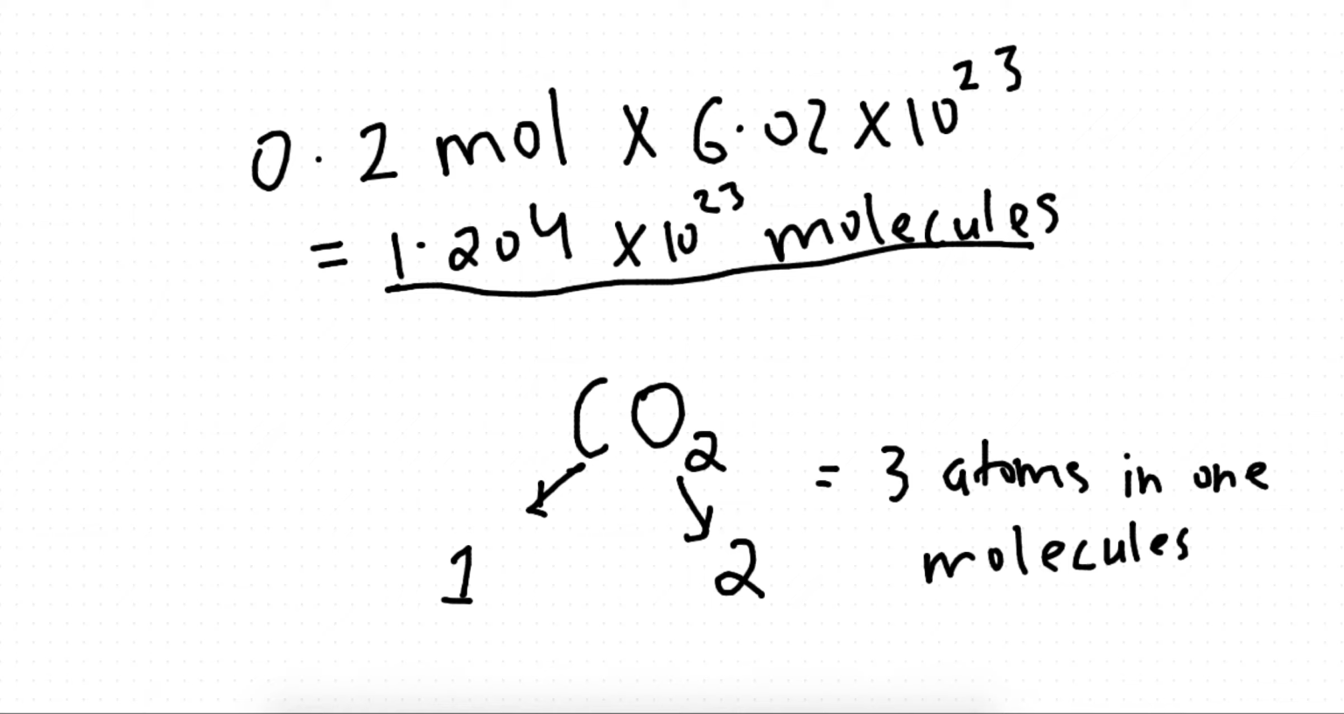That is the big difference between finding the number of molecules and finding the number of atoms. It works the same way for the number of ions as well. It's not like the number of molecules. It's similar to the number of atoms. Let's look at a question.